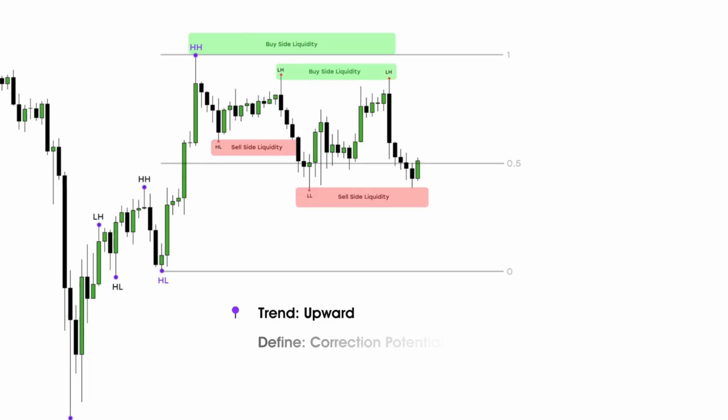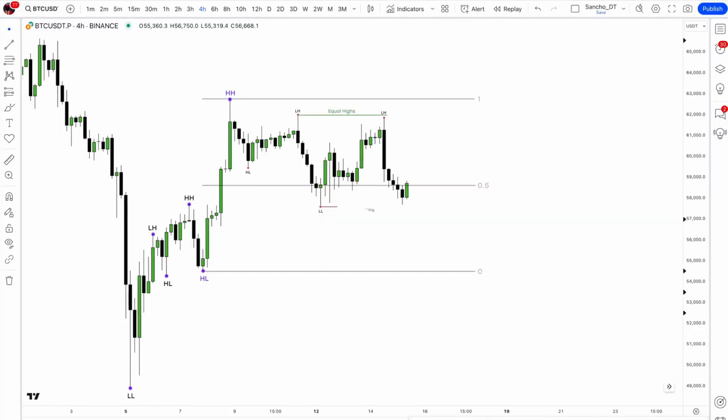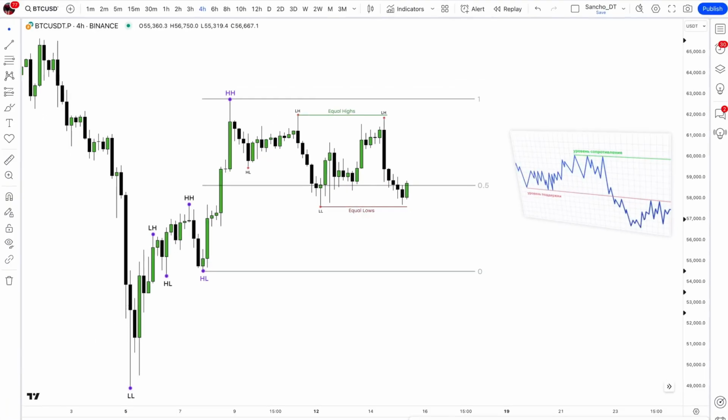That's why the next important step is to determine the end of the correction cycle and the targets for further growth. Next, you need to identify key price levels. In our example, these are equal highs and lows. Such levels are artificially created to attract money from less informed traders to the market. These funds are then used by smart money to achieve their goals. It's important to understand that from the perspective of smart money, such levels are not support and resistance in technical analysis, but zones of critical liquidity concentration that will inevitably be breached.